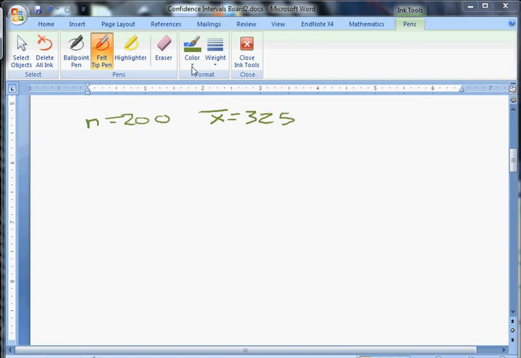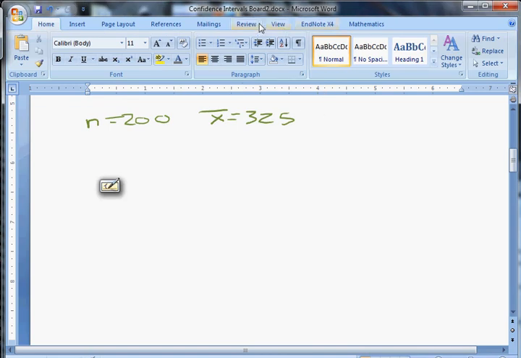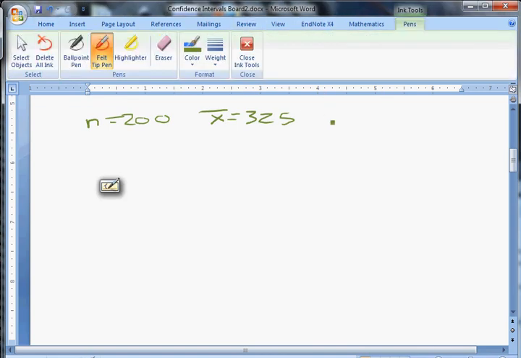We're going to assume that it's 60. So sigma x equals 60. And we want to know what the 95% confidence interval is. So our confidence level is 95%.